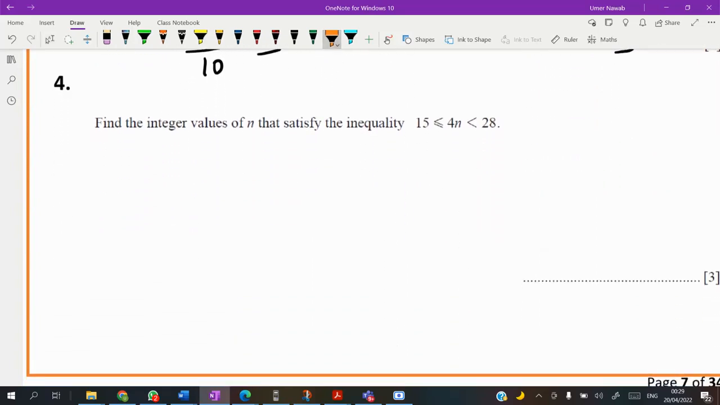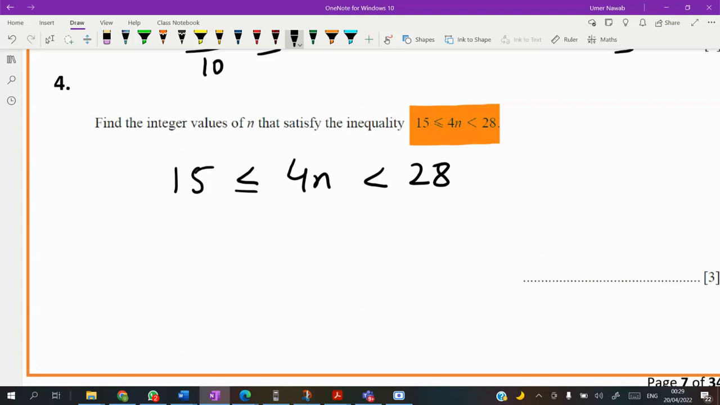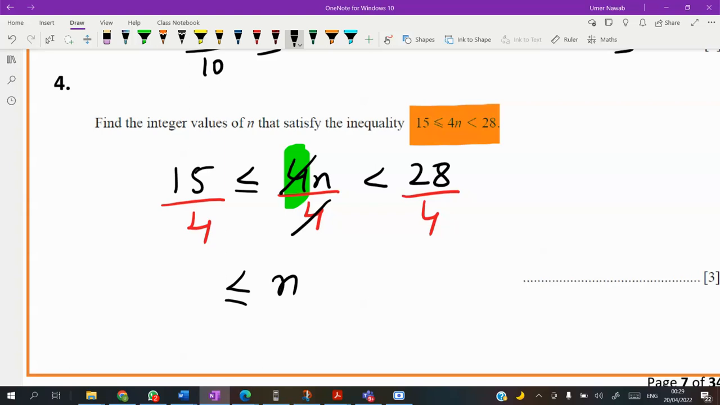Next, again, he gave you this sandwich inequality. So 15 is less than or equal to 4n, which is less than 28. What is written along with n? 4. So this 4 has to be divided on the left and on the right. This will leave n alone in between, in the middle of the inequality. So this is the thing which we wanted.